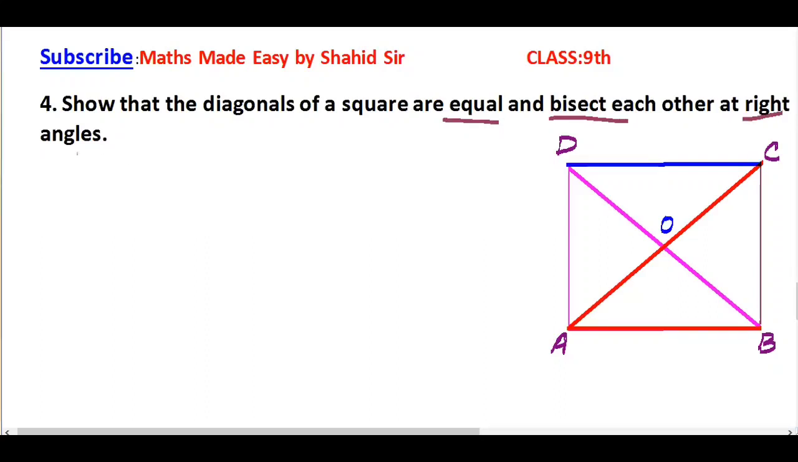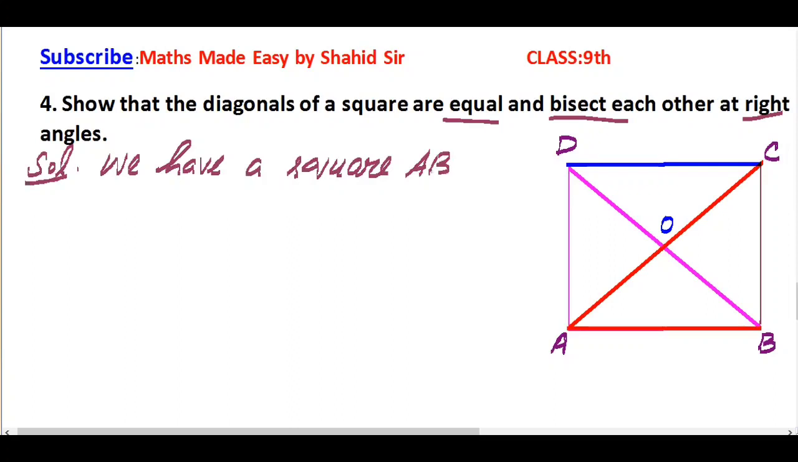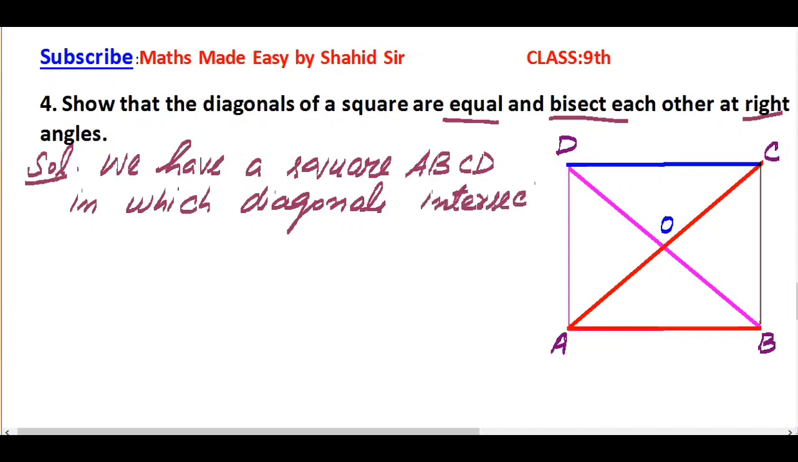First of all, I will write what is given. So we have a square, its name is ABCD, square ABCD, in which diagonals intersect each other at O. It is given.